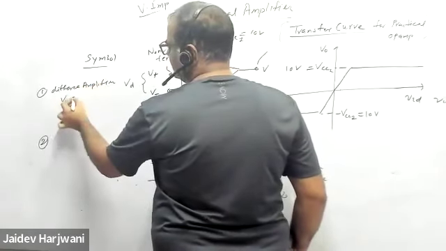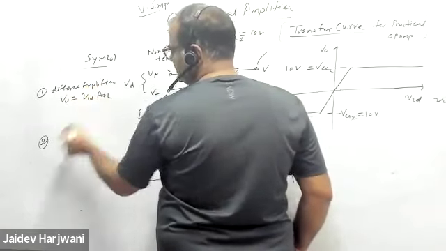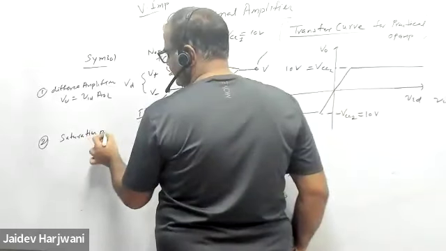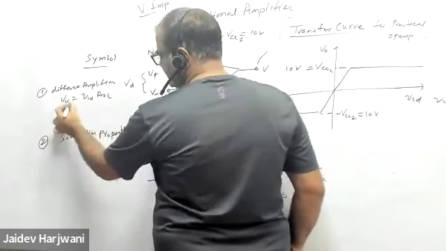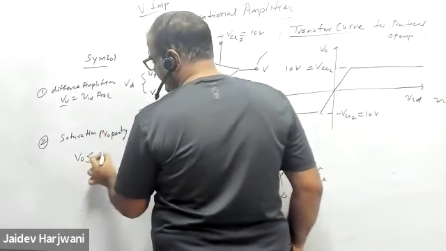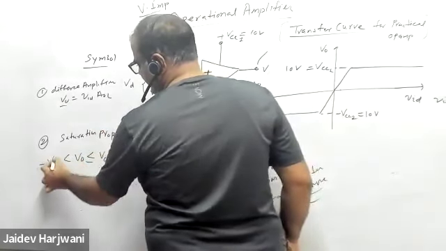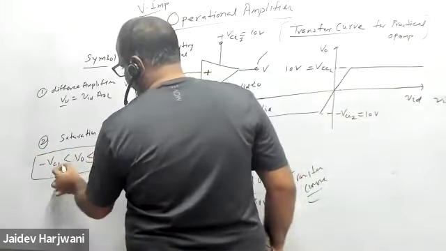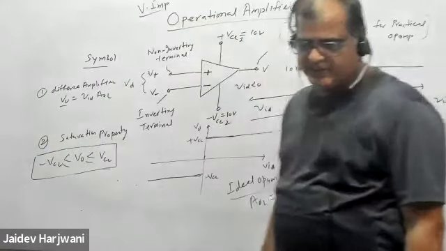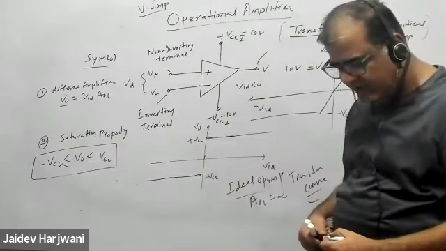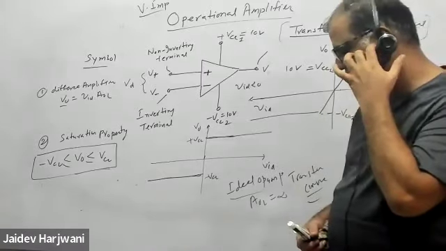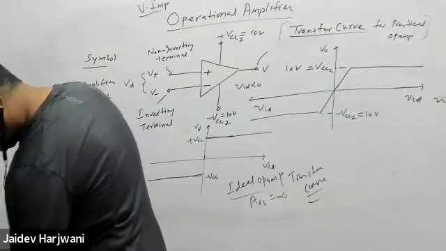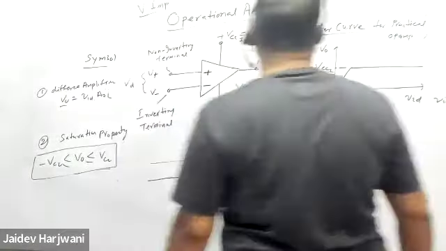That is, V naught is equal to VID times AOL. Second point, it follows the saturation property: V naught is always less than plus VCC and greater than minus VCC, you can say VCC2, VCC1. Output cannot be greater than these values. This is called the saturation property of the op-amp. This is the second thing you have to understand while doing problems. And now I'll talk about a third thing.